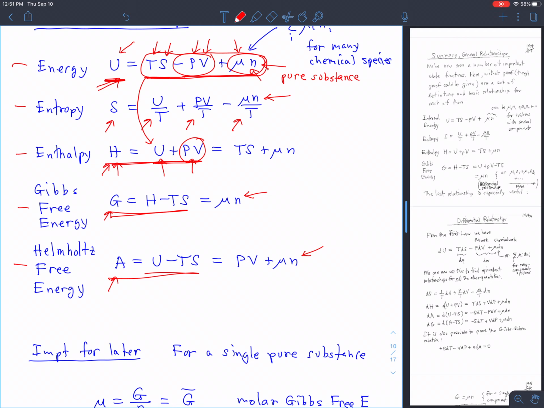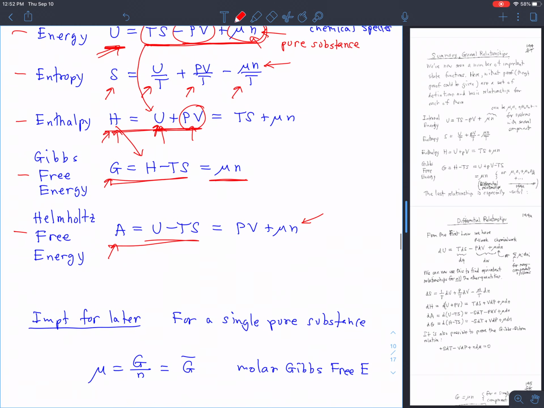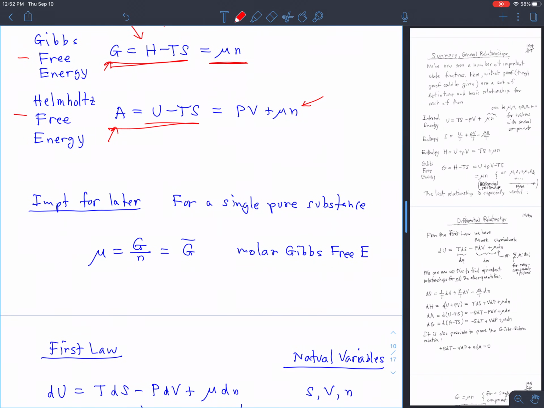Likewise, for the Gibbs free energy, if I plug in the definition of enthalpy and then plug in the definition for energy, everything cancels except just the mu N term. And now let me go down a little bit. I say that it's important for later to notice that that means that the chemical potential is almost the same thing as the molar Gibbs free energy, right? The Gibbs free energy per mole of whatever it is for a pure substance.